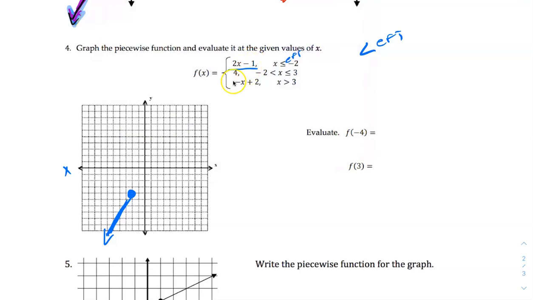Okay, 4. So we want y equals 4. So that's all it is, right? There's nothing, so it's y equals 4. So at 4, 1, 2, 3, 4, there's a horizontal line. You just follow the tally marks. So that's y equals 4.